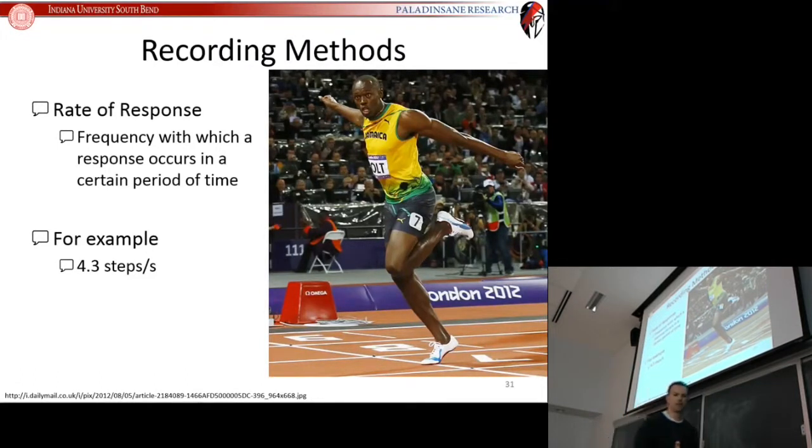I believe that was 2012. Yep, there it is, London in 2012. So he took 4.3 steps per second. We know this because people counted his steps. He took 42 steps in his 9.63 second win.